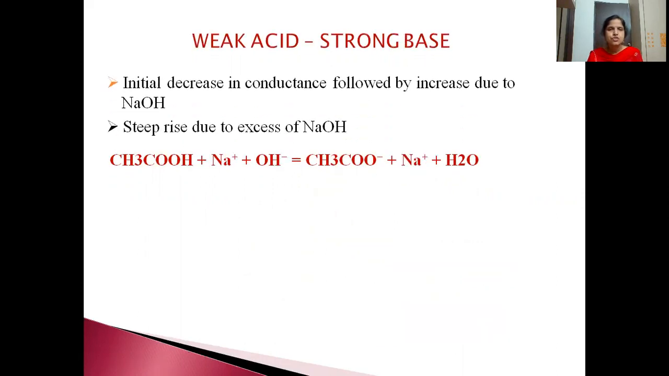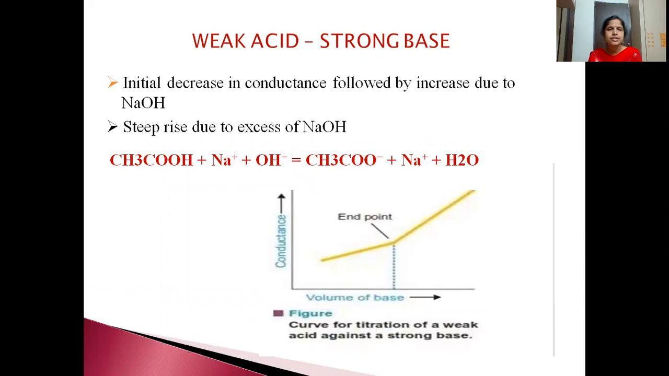Then, weak acid, strong base. Weak acid is acetic acid, and for the strong base we are taking sodium hydroxide. They will give rise to acetate ions, sodium ions and water. As it is a weak acid, there is first an initial decrease in conductance followed by an increase due to NaOH, and a steep rise due to excess of NaOH, as you can see here.